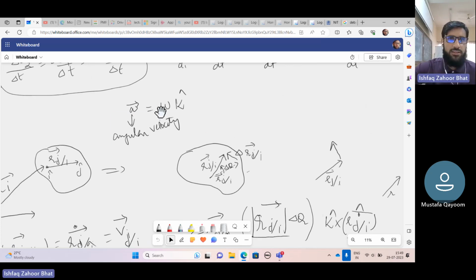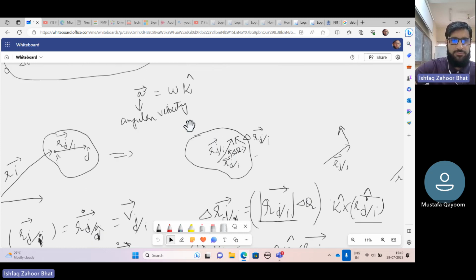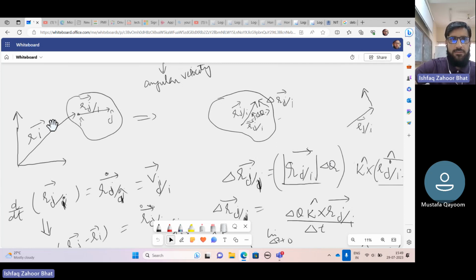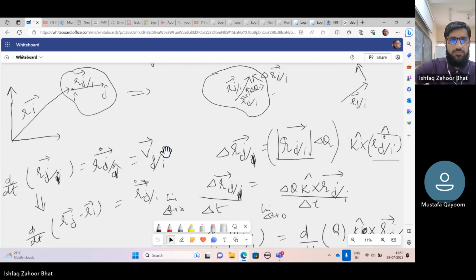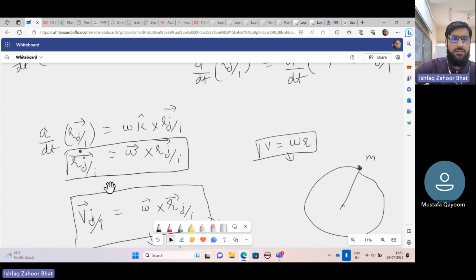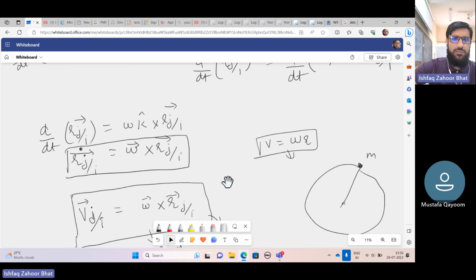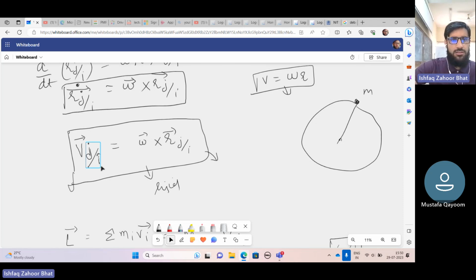So we define the angular velocity as the rate of the angular change in the angular position, and the direction is in the k direction. Then we defined the relative velocity of J with respect to some I, where I and J both belong to the same rigid body. So we obtain a very important result: the velocity of J with respect to I, if I and J belong to the same rigid object, is equal to omega cross RJ with respect to I, where omega is the angular velocity of the rigid body, and RJI is the position vector of the J point with respect to the I point.